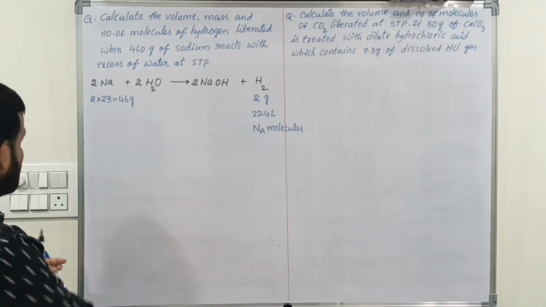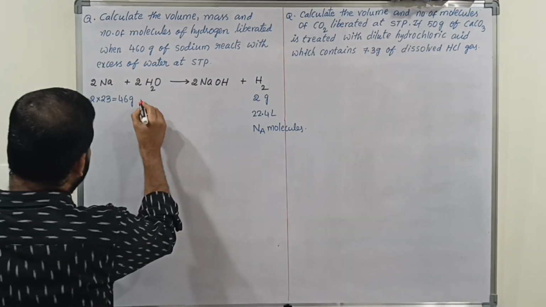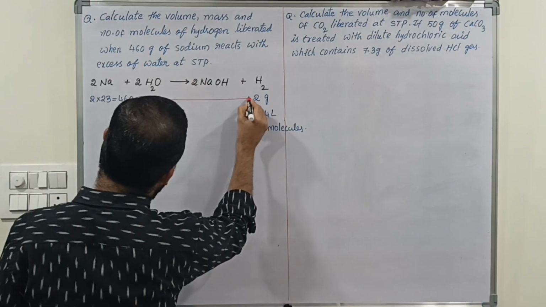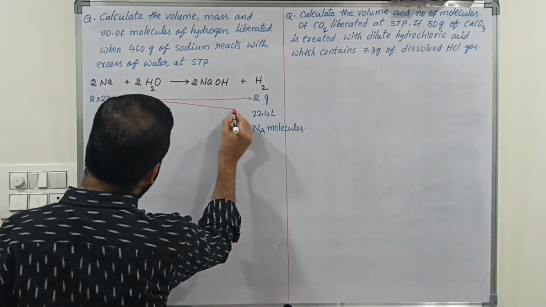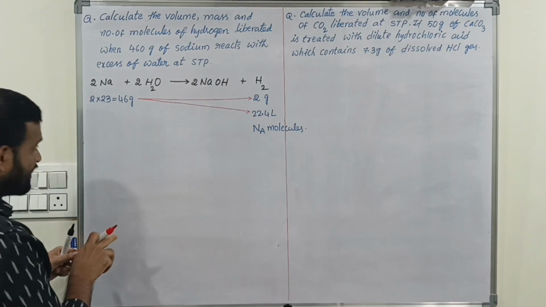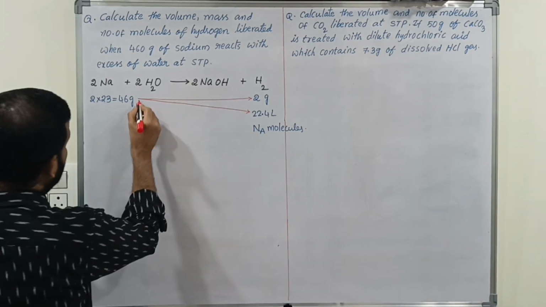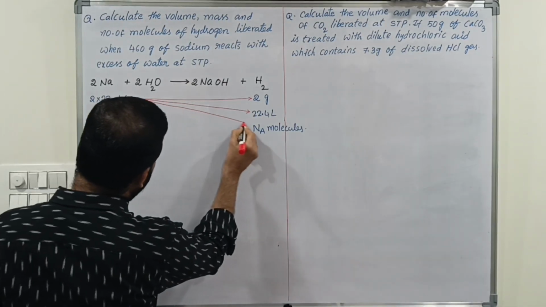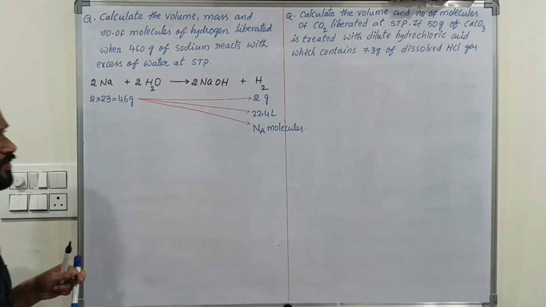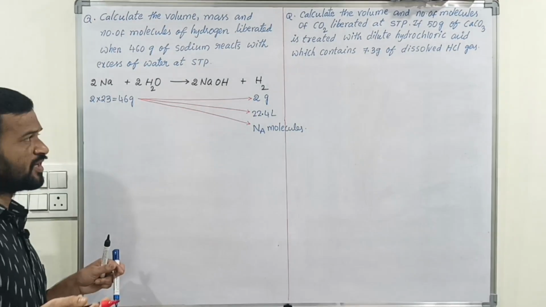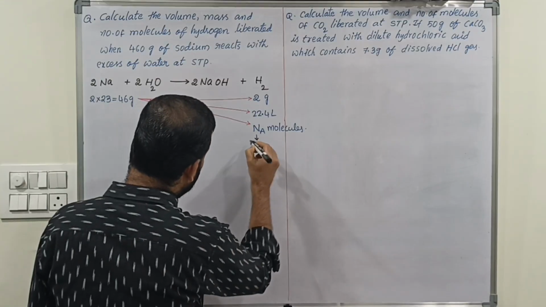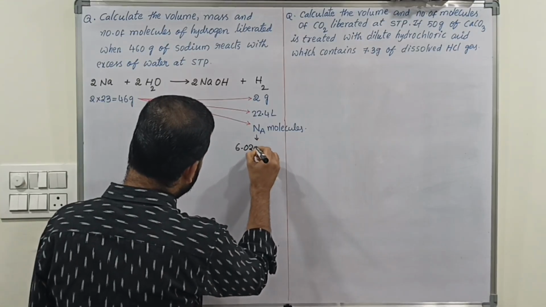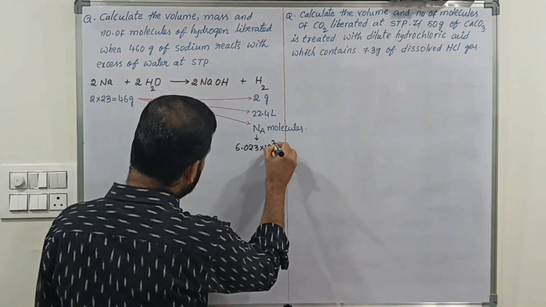Understand? So what is the relation? 46 grams of sodium gives 2 grams of H2, 46 grams of sodium gives 22.4 liters of H2 gas, and 46 grams of sodium gives Na number of molecules of H2 gas. Na means Avogadro number, its value is 6.023 into 10 power 23.